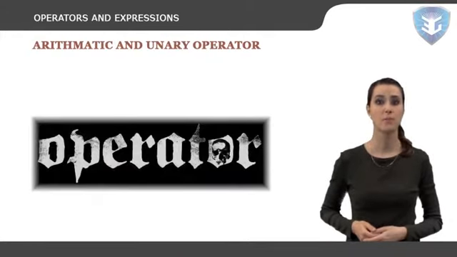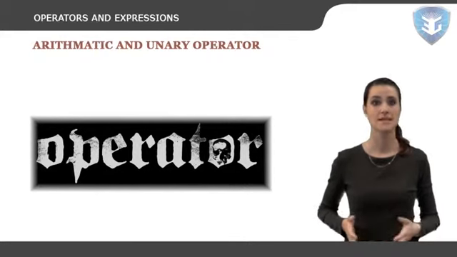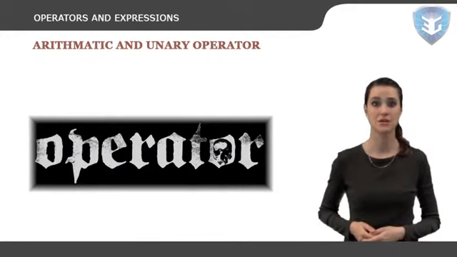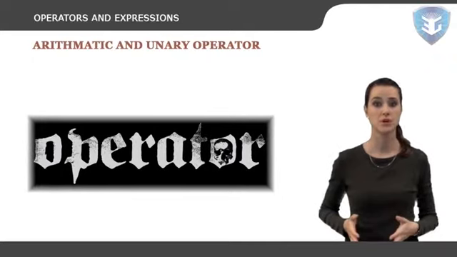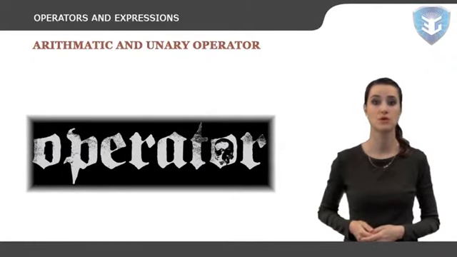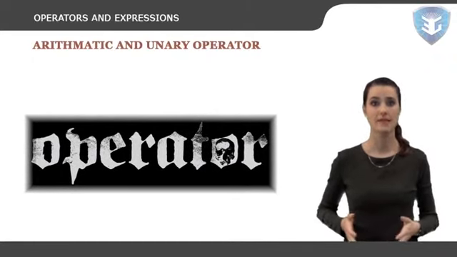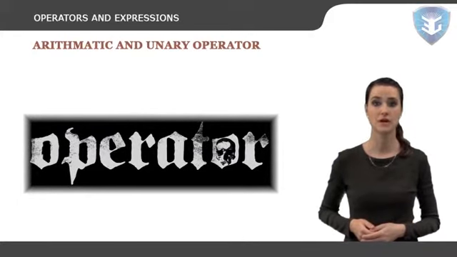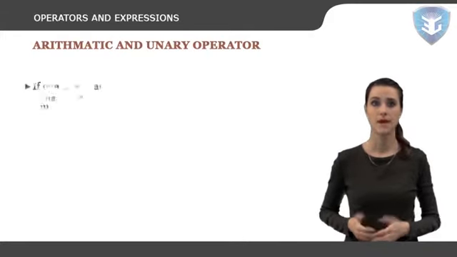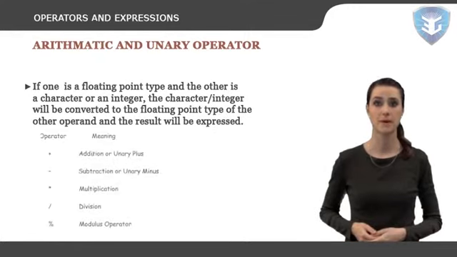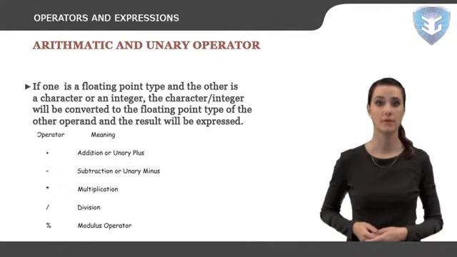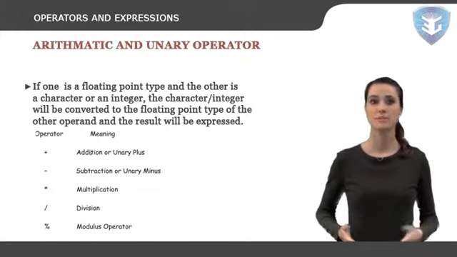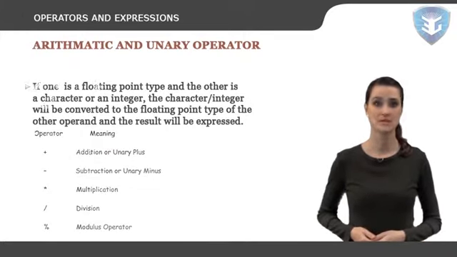If one or both operands represent negative values, then the addition, subtraction, multiplication, and division operations will result in values whose signs are determined by the usual rules of algebra. These rules apply when neither operand is unsigned. If one operand is a floating point type and the other is a character or an integer, the character or integer will be converted to the floating point type of the other operand and the result will be expressed. So an operation between an integer and a double will result in double.